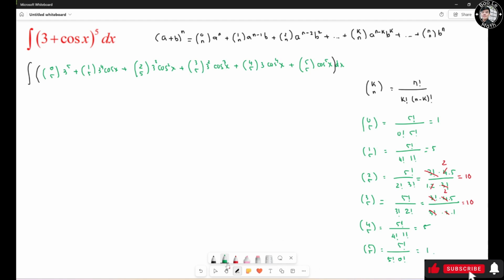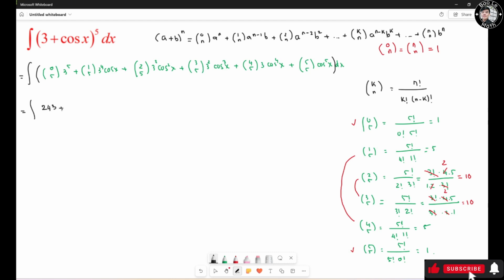Now keep in mind, in the future you don't need to calculate these two. We know that the combination of n and 0 is the same thing as the combination of n and n, and the answer always equals 1. And you know that these two also have the same values. So we have the integral of this one equal to 1, 1 times 3 to the 5th.